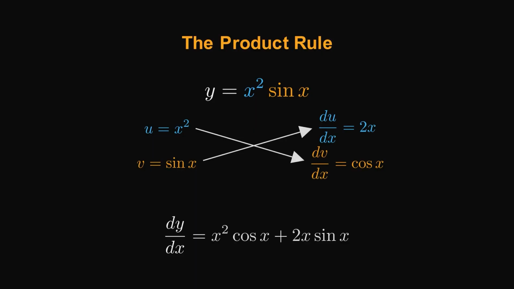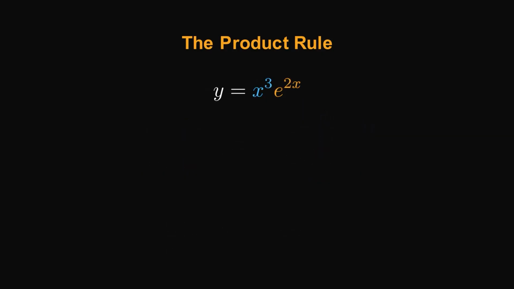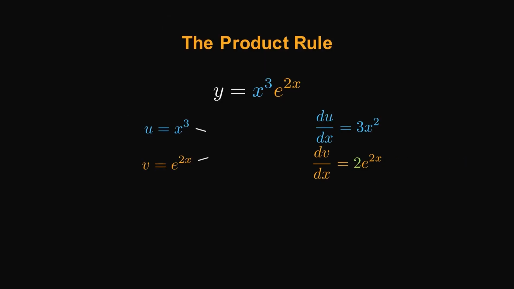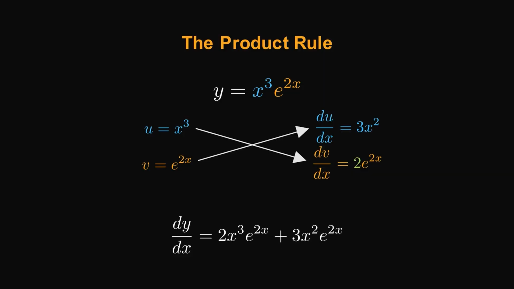So if we take y is equal to x cubed times e to the 2x, our product rule says that u is going to equal x cubed, whilst v is going to equal e to the 2x. But remember, dv by dx, it's not e to the 2x. What is this? Well, this is a chain rule problem. Okay, so as a result, our derivative gives 2e to the 2x. So as a result, dy by dx is equal to 2x cubed e to the 2x plus 3x squared e to the 2x. Okay, and if we want to factorize that, we get x squared times e to the 2x times 2x plus 3.